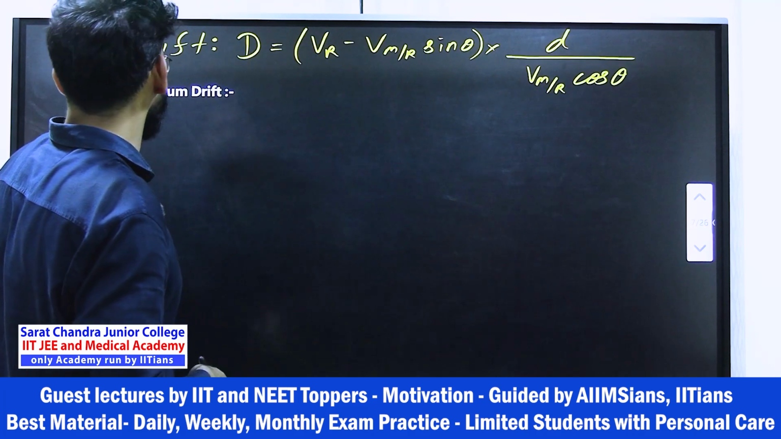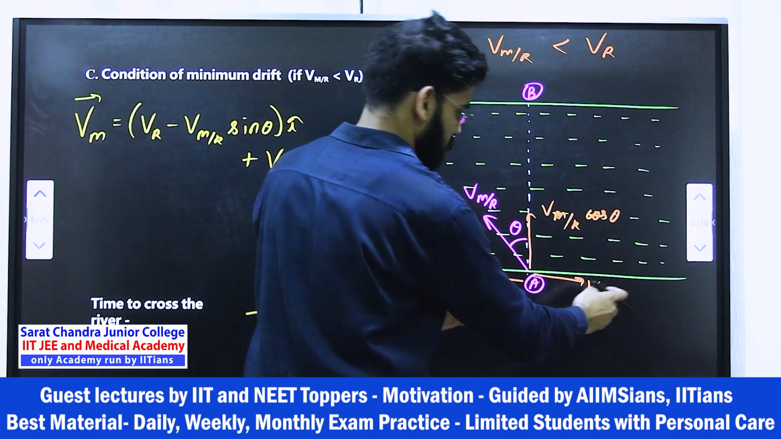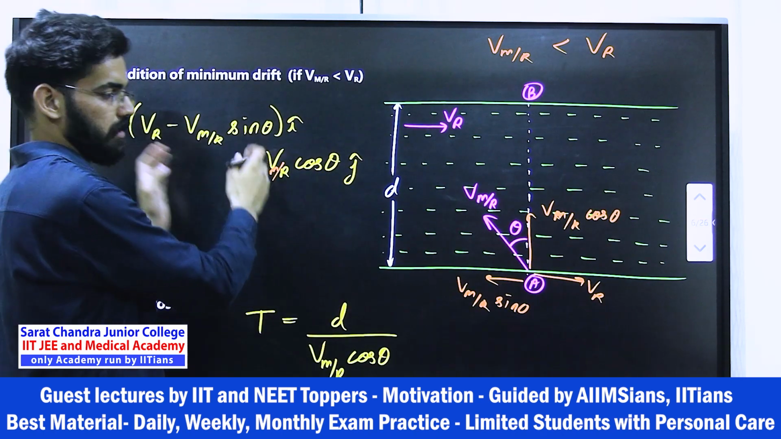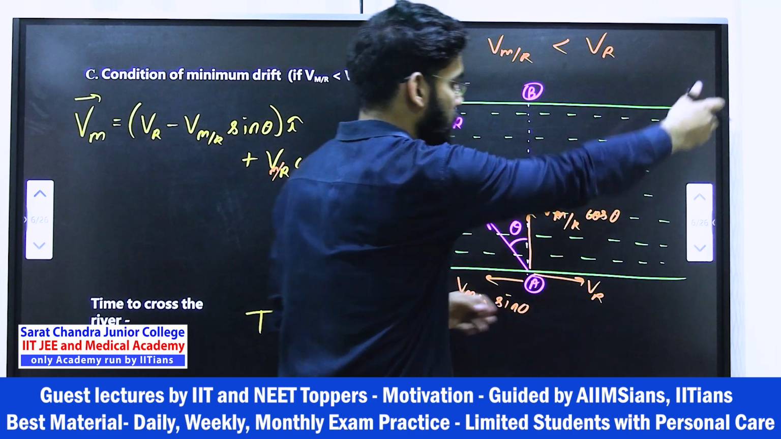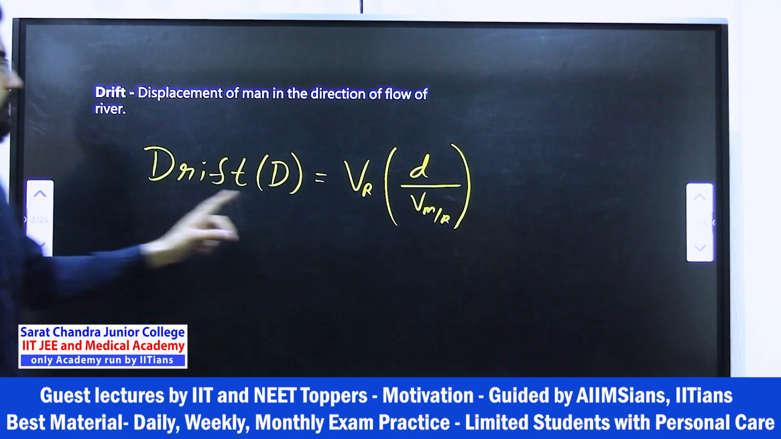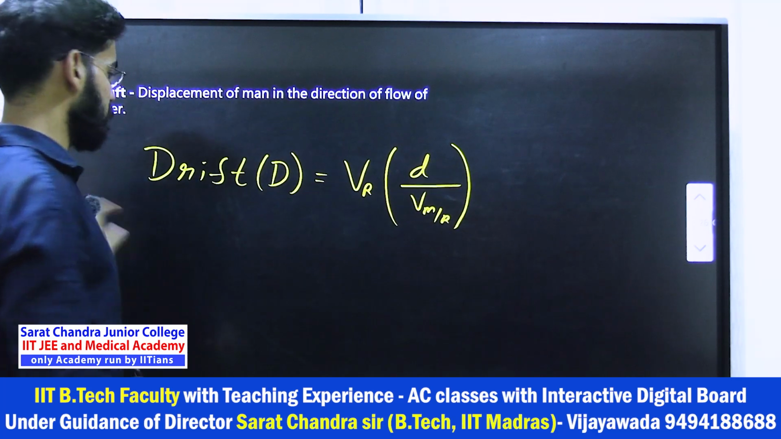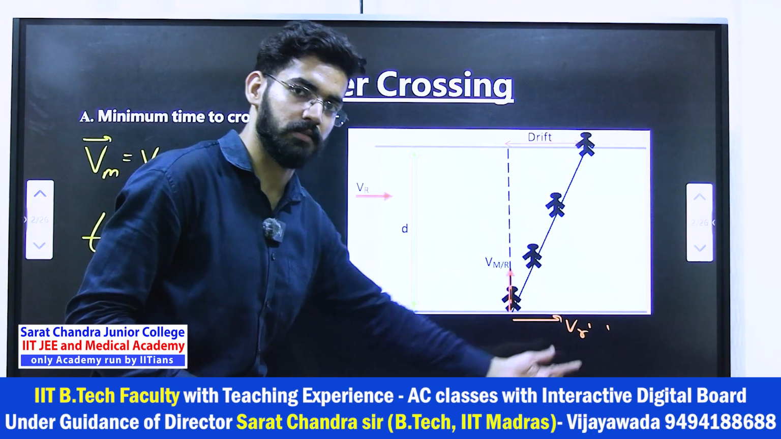Now come to the drift. So drift will be what? Horizontal velocity, this horizontal velocity Vr minus Vm by r sin theta into time taken, that will be your drift, right? How you calculated drift here? Understand? Here drift, what you calculated? Horizontal velocity into time taken, right? This is only horizontal velocity Vr, right?